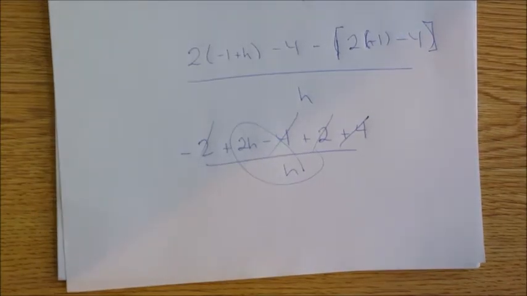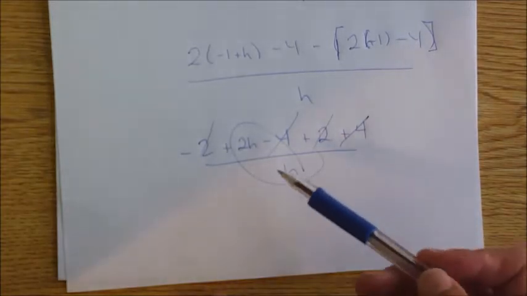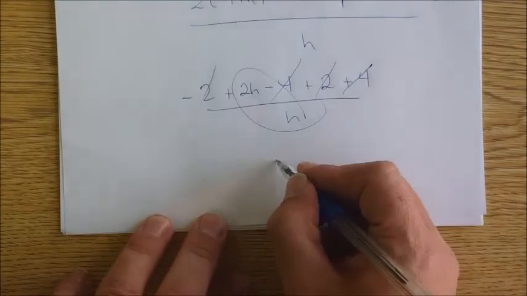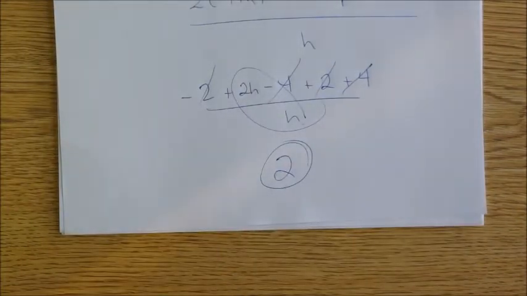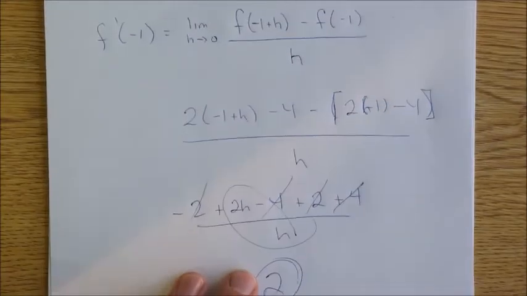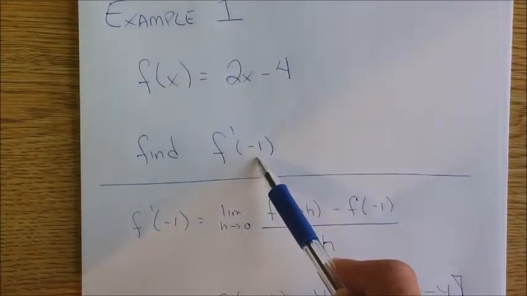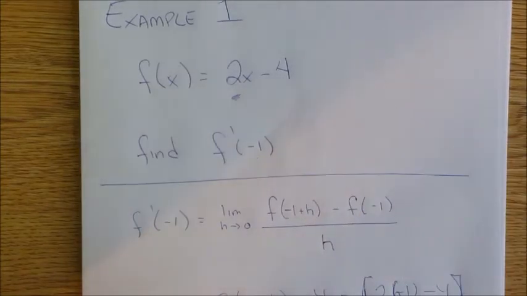When h is 5, you have 10 over 5. When h is 12, you have 24 over 12. And every single time, you have twice as many on top as there is on the bottom, and that's the answer. It's 2. It shouldn't be surprising, at least, because if you think about it, that original question is asking, what's the slope at that moment? Well, the slope is always 2 in this particular question.